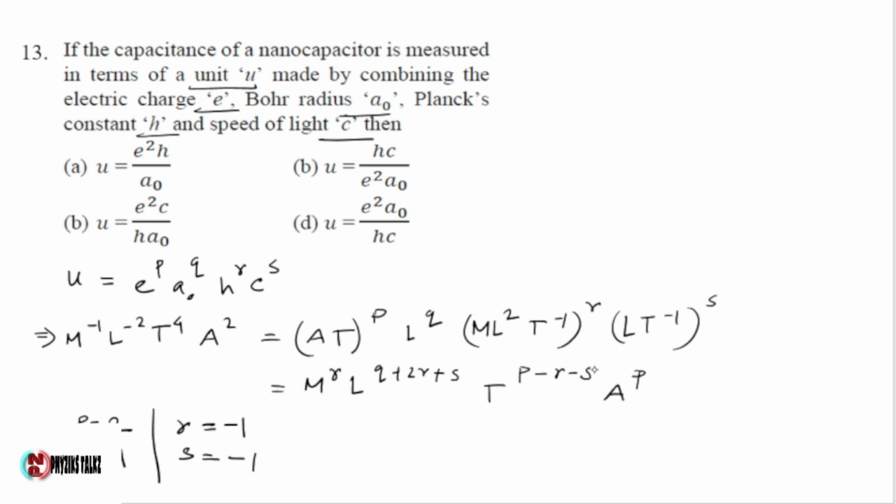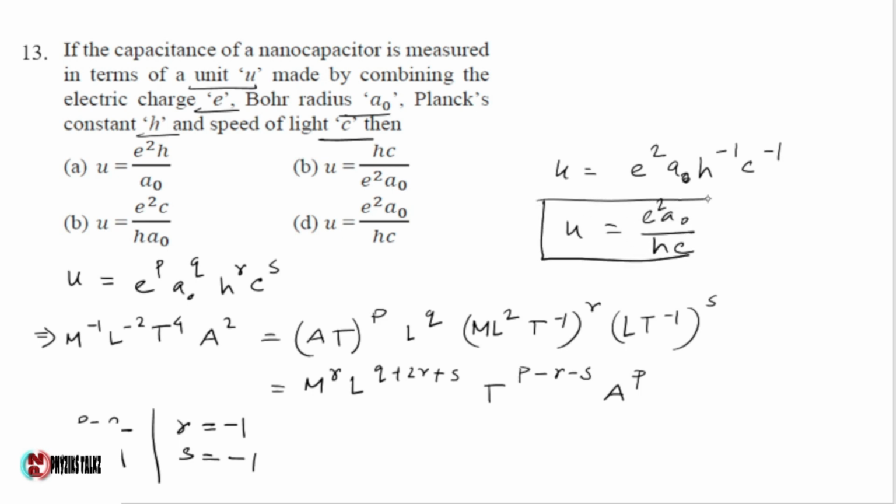So the relation is given by U equals e squared a0 h^-1 c^-1, which gives U equals e squared a0 by hc. So the correct option is option D.